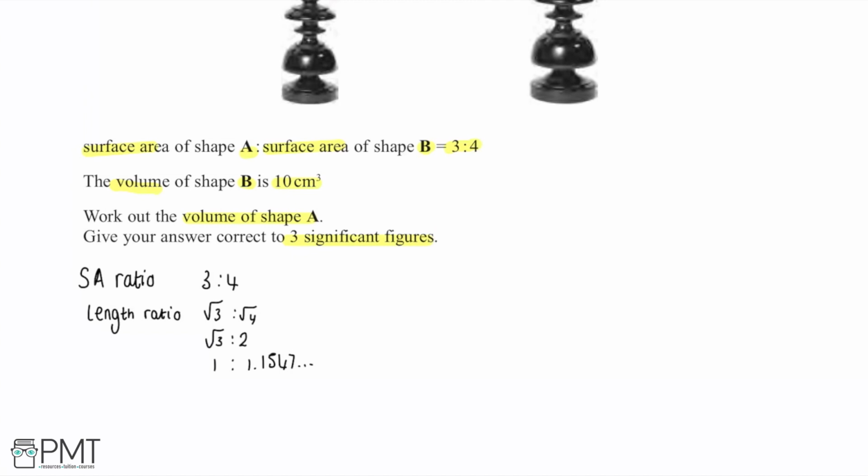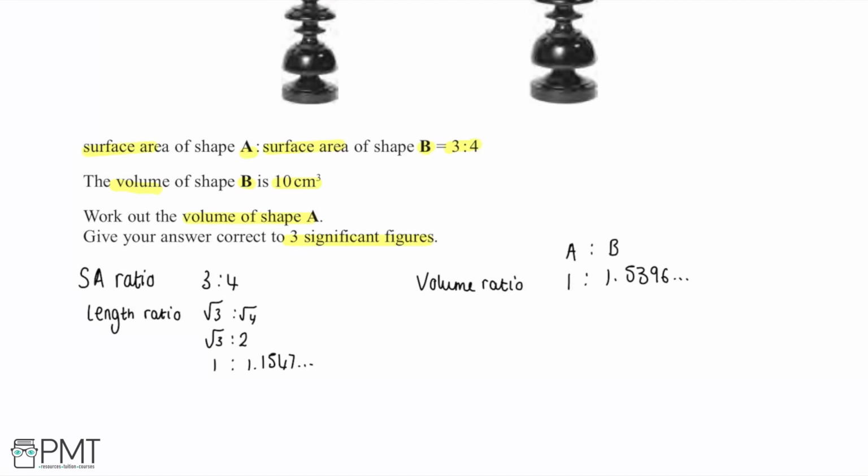Now, what we can do with this, we need to work out the ratio between the volumes. So the volume ratio here, now volume is going to be the length cubed. So we can now cube both sides of this ratio. So we can cube 1, which just gives us 1, and then if we cube 1.1547, or the exact value which I left in my calculator, that's going to give us 1.5396. And we can then take this value, and we know that we have 1, so this is going to be A to B, the volume ratio.